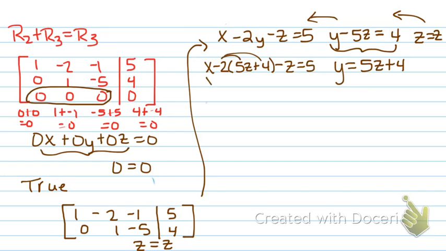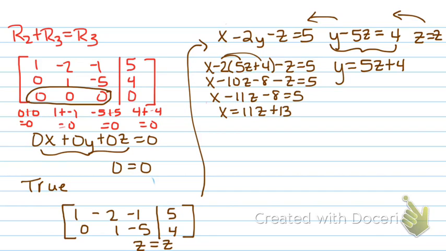So again, let's distribute. So we get x minus 10z, and then, oops, almost didn't distribute there, so minus 8, and then bring down your minus z equals 5. So I'm going to combine my z's, so x minus 11z minus 8 equals 5. Now I'm going to move everything over. So I get x equals the negative 11z, I'm going to add it, so I get positive 11z, add the 8 to the 5, and we get 13. So there's our solution set. We know our x is 11z plus 13, comma, my y is 5z plus 4, comma, and we know z is just z. And so there's our answer.